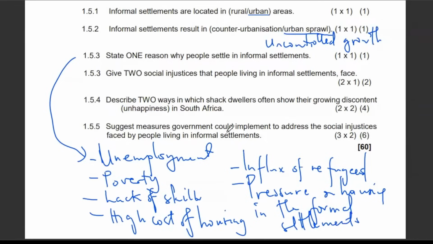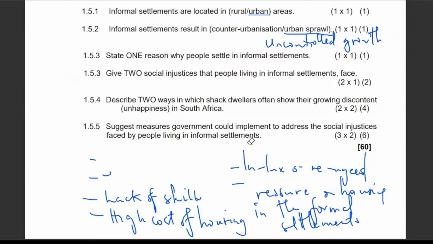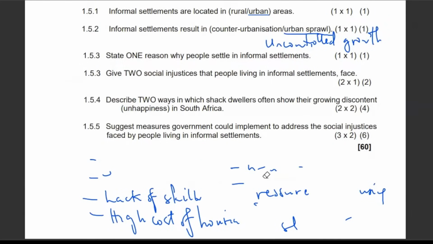All right, that takes us to question number 1.5.3. Unfortunately, there is a repetition here. This must be 1.5.4, but we'll take it as it is. Right, the next, 1.5.3, we are going to answer it. Give two social injustices that people living in informal settlements face.